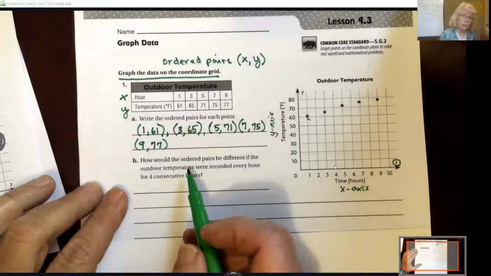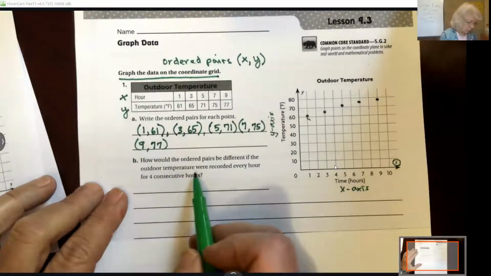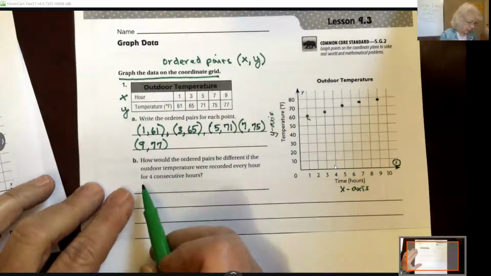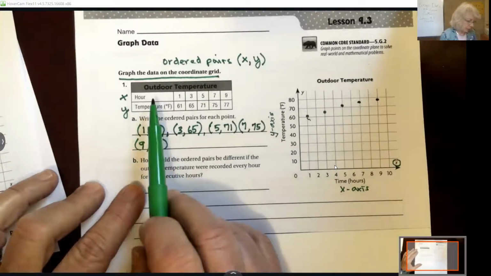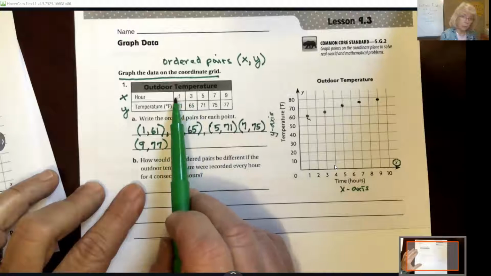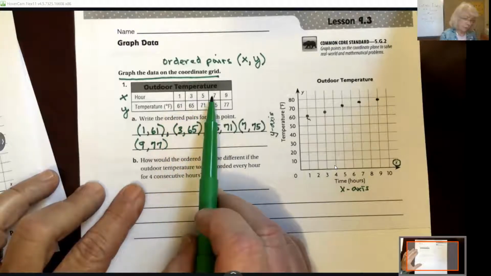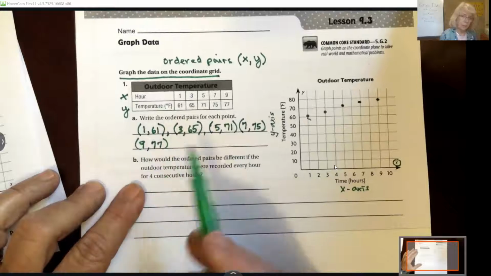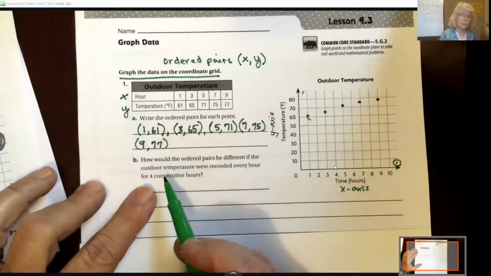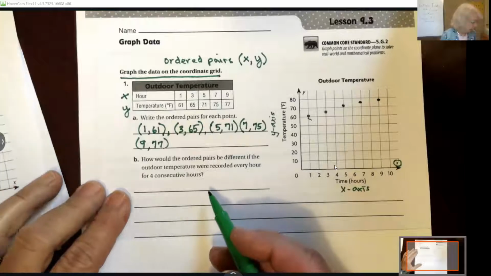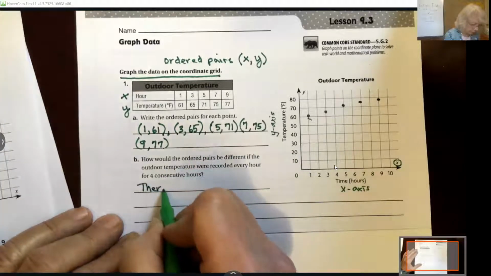How would the ordered pairs be different if the outdoor temperature were recorded every hour for 4 consecutive hours? Okay, so there's something we need to notice up here. First, these weren't recorded every hour, right? It was at 1 hour, 3 hours, 5 hours, 7 hours, 9 hours. So if we were going to record every hour for just 4 consecutive hours, there would be 4 ordered pairs. And it's really that simple.